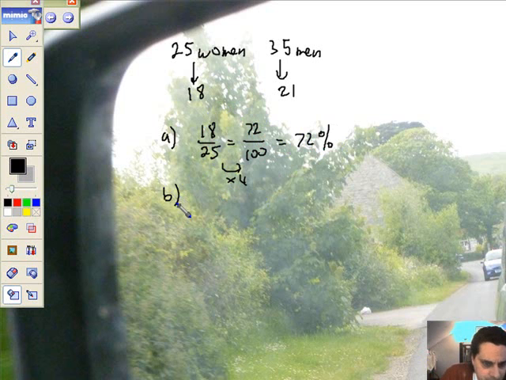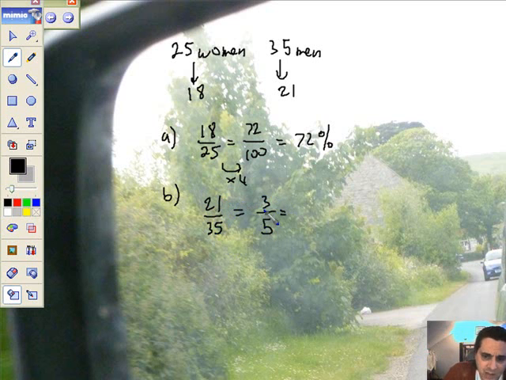B. What percentage of men complete the marathon? Well, I've got 21 out of 35. That is really unpleasant, and I'm going to have to work that out. Let's have a look. If we simplify that down a little bit, 7s might go into that. Okay, let's put 7s in, just playing it by ear. 7s go in there 3 times. 7s go into 35 all 5 times.